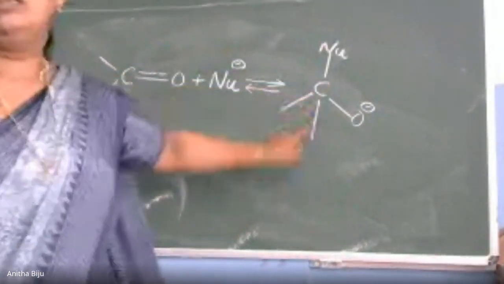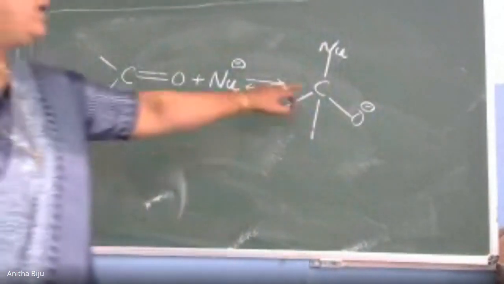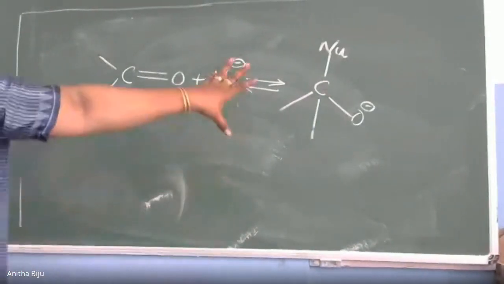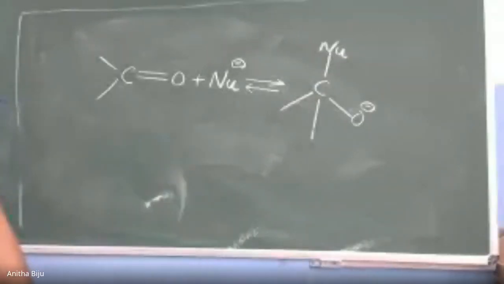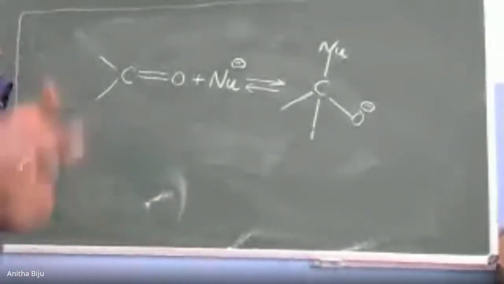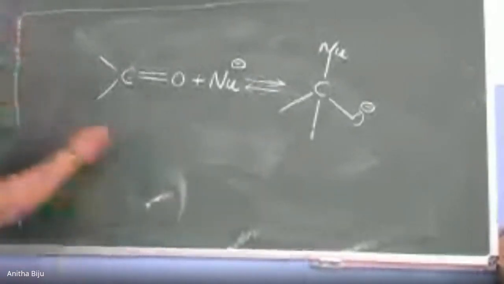Look at this one. This is considered an intermediate. And this carbon is sp3 hybridized with tetrahedral shape. It is clear from the figure. Okay, so this is the first step. Now we come to the second step. So I will write it in this way.